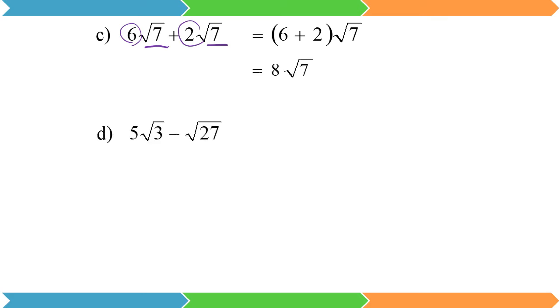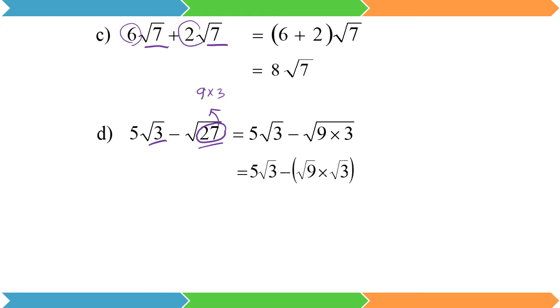Good. And then for question D, 5 surd 3 minus surd 27. As I said earlier, we have to make sure the surds have the same value. But here, what we have is surd 3 and surd 27. It's not the same, but it's almost the same. Why? This 27 is a multiplication between 9 and 3. So what we will have later is 5 surd 3 minus square root of 9 multiplied by 3.